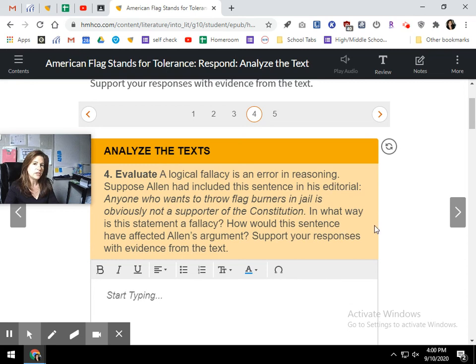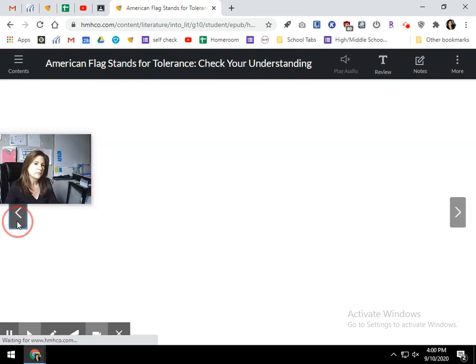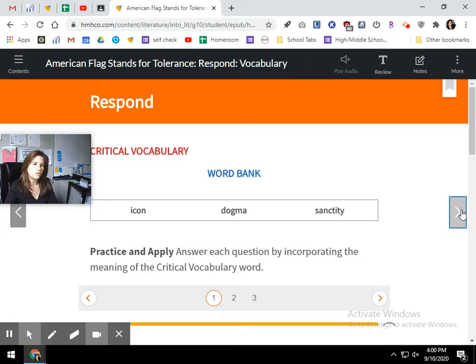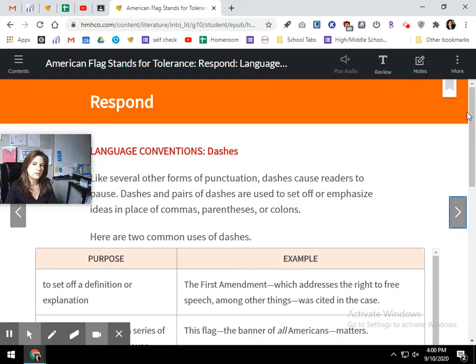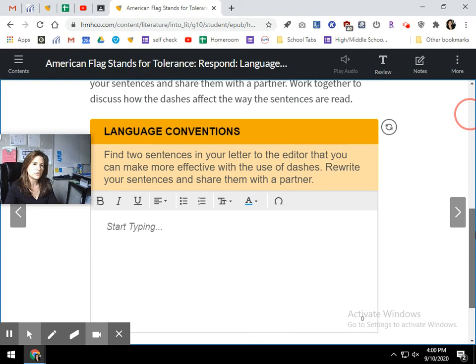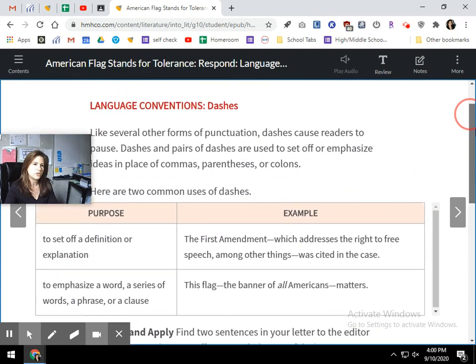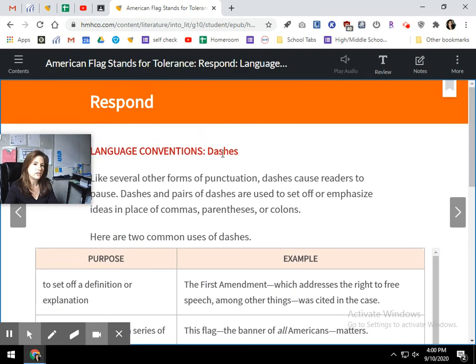Let me know if you have any questions, and that's what you have to get done today: the check your understanding and the analyze the text. If you want to move on and do the critical vocabulary, if you finish, you can do that as well. And then here's a little activity that you're not required to do, but you could do as an extension over the dash that we talked about yesterday. All right, I will see you later.